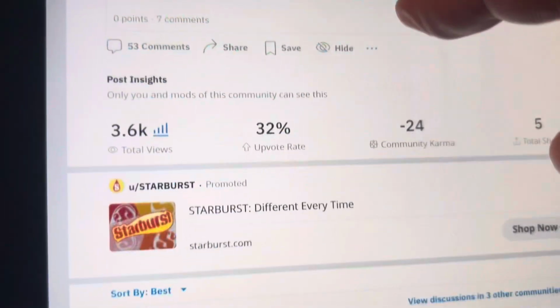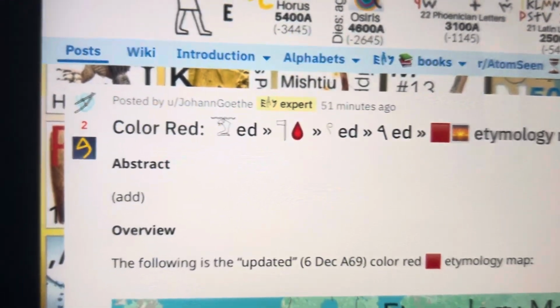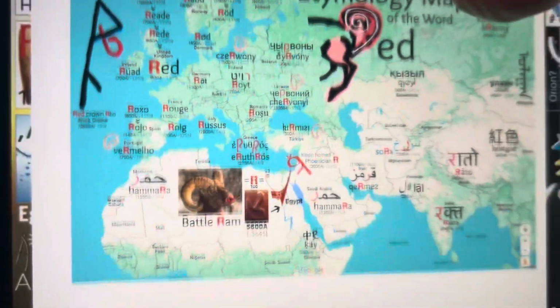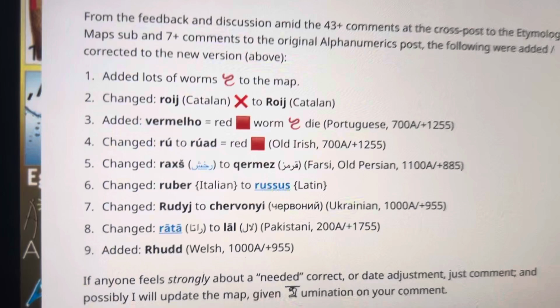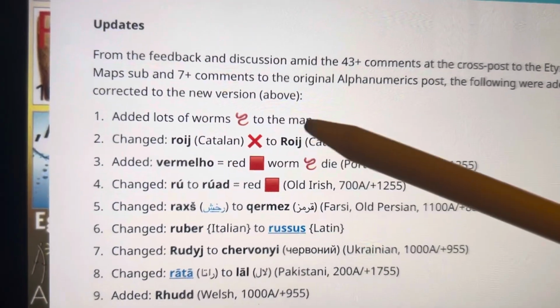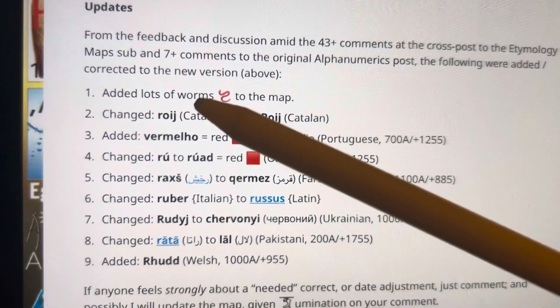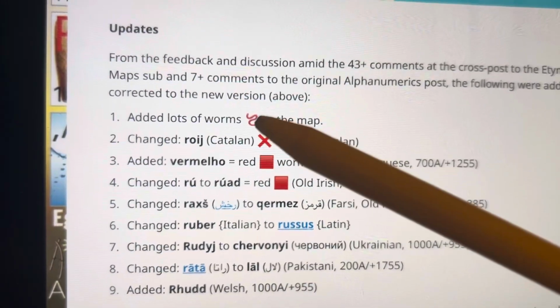But from these comments, I posted a new version 51 minutes ago where I changed all of these. I added lots of worms because I didn't know that the color red in so many countries was based on the red dye from the worms.